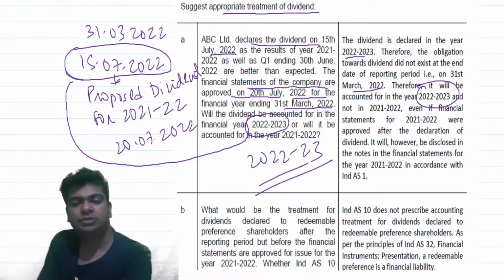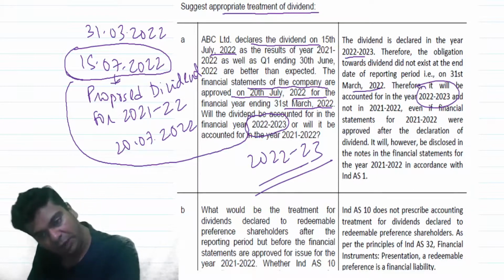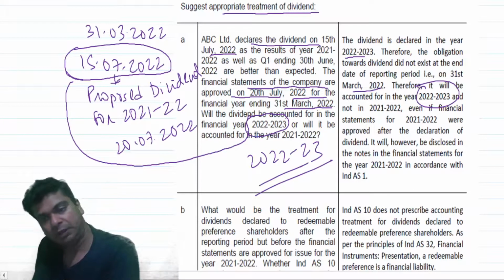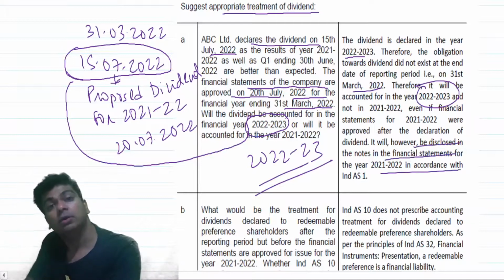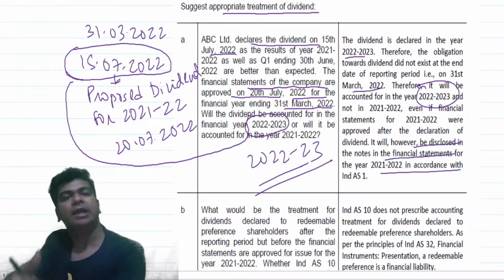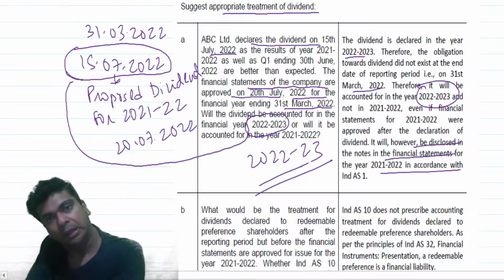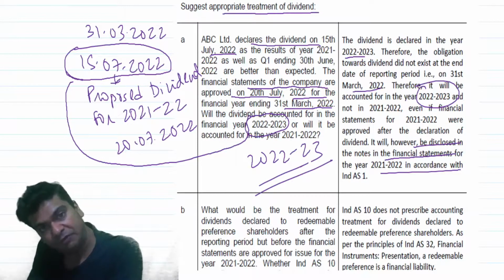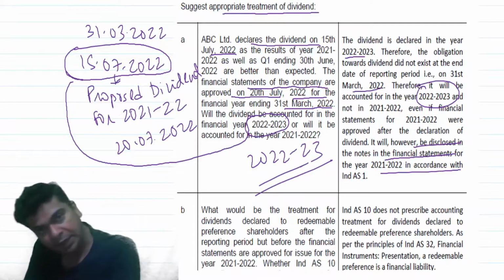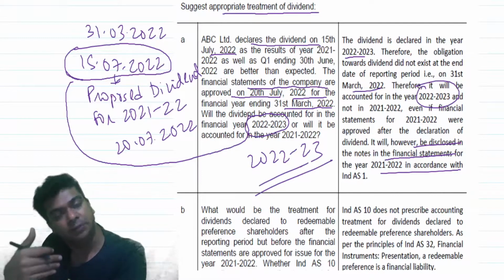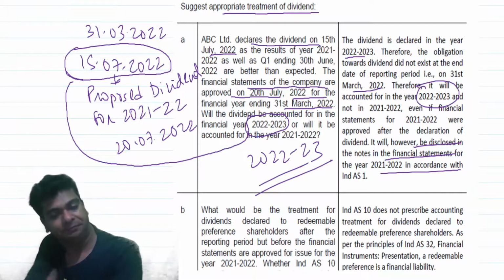Even if the financial statements for 2021-22 were approved after the declaration of dividend, it will however be disclosed in the notes to the financial statements in accordance with Ind AS 1. Current year financial statements disclose it in notes, but consider it as a distribution of dividend in the next year. Although it is a dividend of the current year, it will be accounted for in the year in which it is declared and paid.